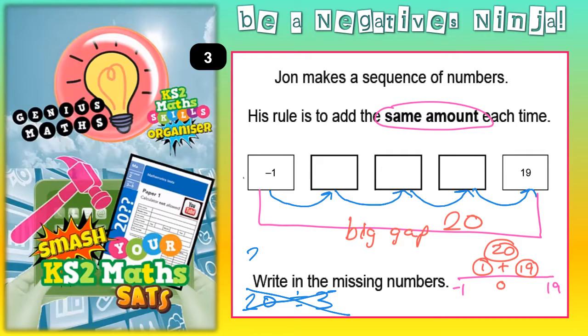So if we do our gap of 20 divided by 4, because there are 4 little jumps that we need to do, 20 divided by 4 is 5. So that means each mini jump is 5. So we're going up in 5s.